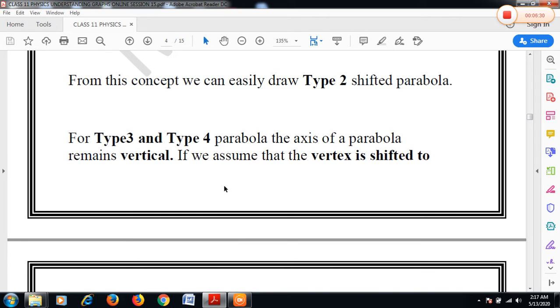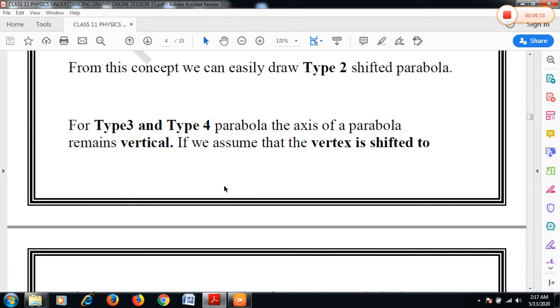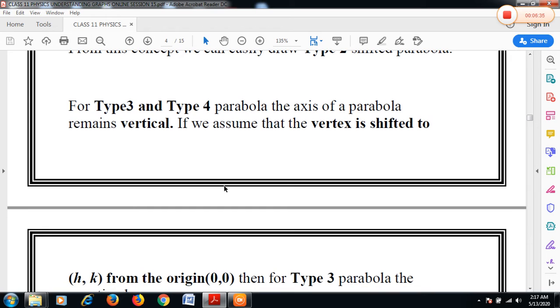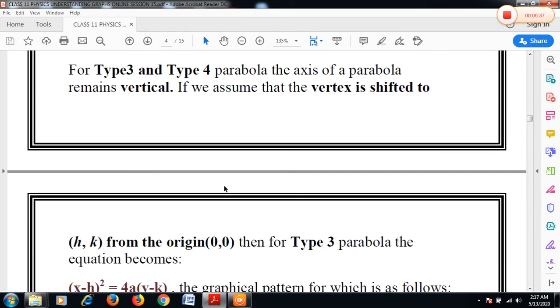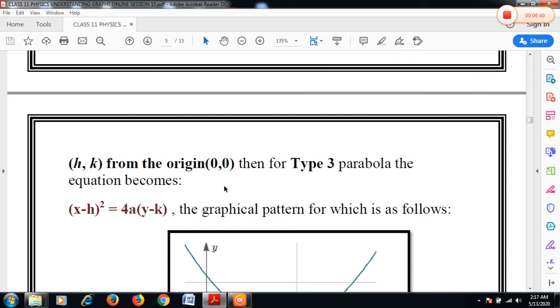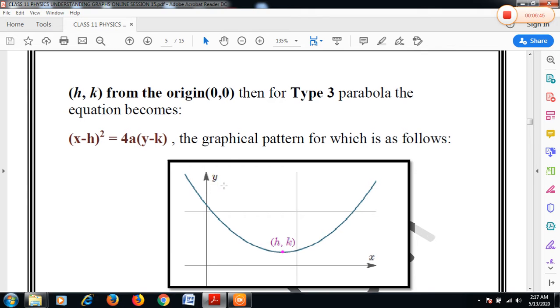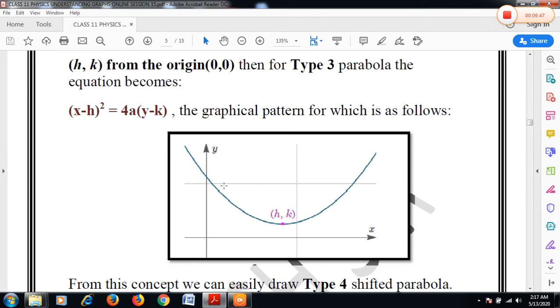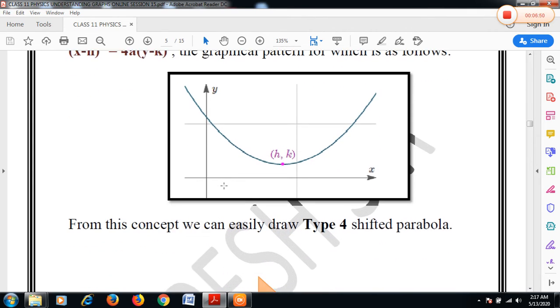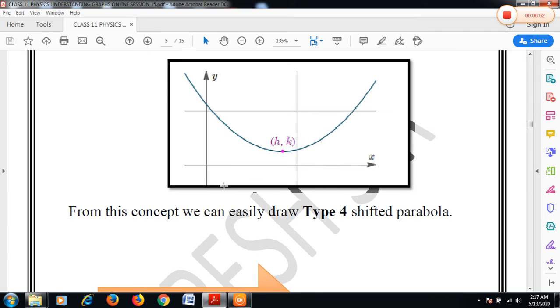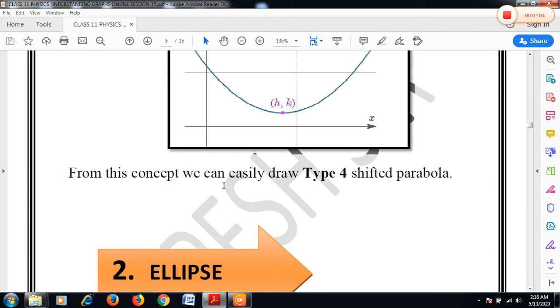Remember that. In the case of type 3 and type 4 parabola, the axis of the parabola remains vertical. If we assume that the vertex is shifted to (h, k) from the origin (0, 0), then for the type 3 parabola the equation becomes (x − h)² = 4a(y − k). The graphical pattern for which is as follows, and from this concept we can easily draw the type 4 shifted parabola also, right? The type 4 shifted parabola opens in the direction of the lower end of the y-axis, that is the negative direction.